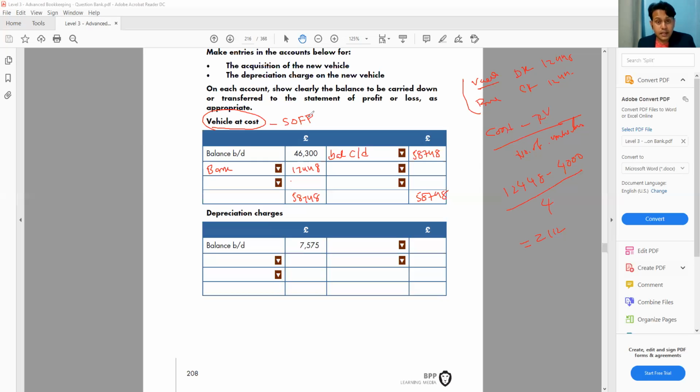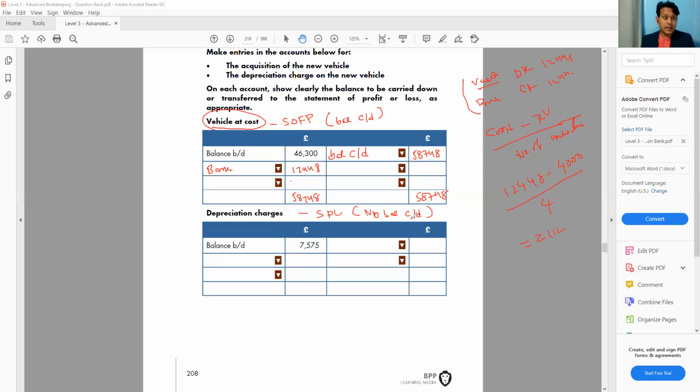So anything that is relevant to the SOFP, that means anything that goes to the balance sheet, will always have a balance CD. But if something is relevant to the SPL account, like depreciation, this one will never have a balance CD or BD. Remember that.